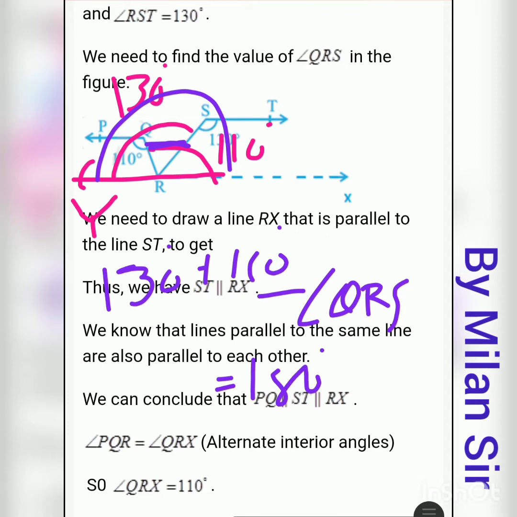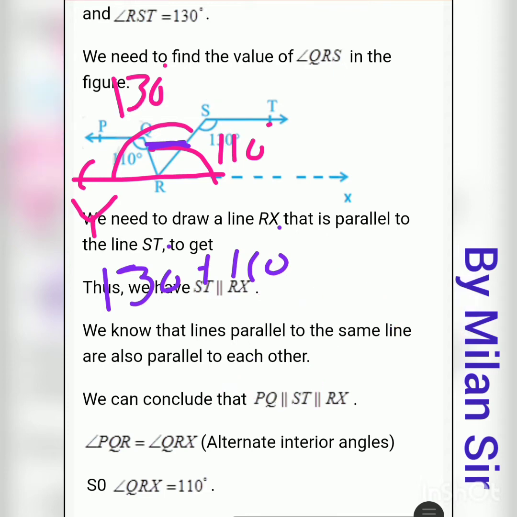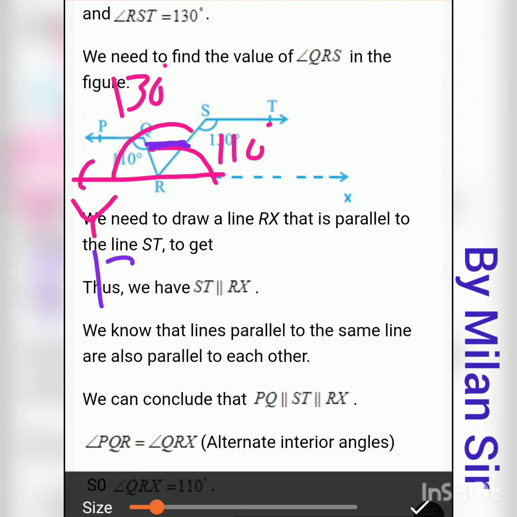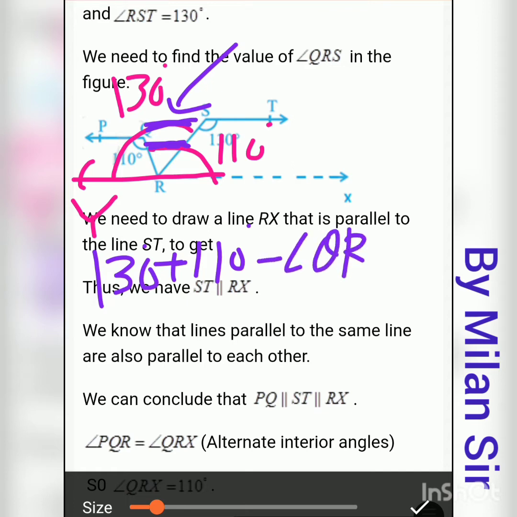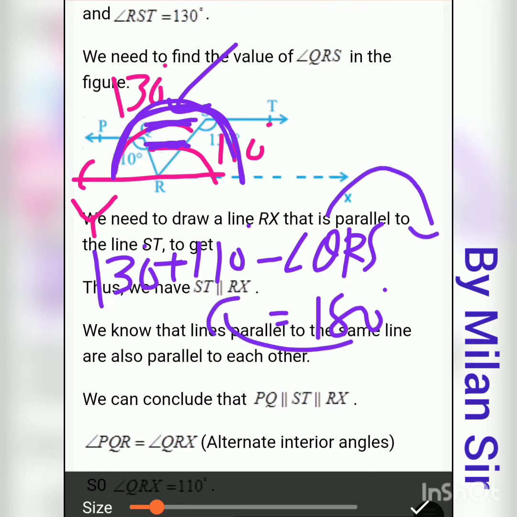Again, I repeat these things. Here we have one angle 110 and one angle 130. If we add these two angles, this part comes 2 times because angle QRS is there in both angles. So one time we need to subtract QRS, and it becomes 180 degrees because this full angle is 180 degrees. Now, for finding QRS, we need to transfer it to the right-hand side and transfer the 180 to the left-hand side.